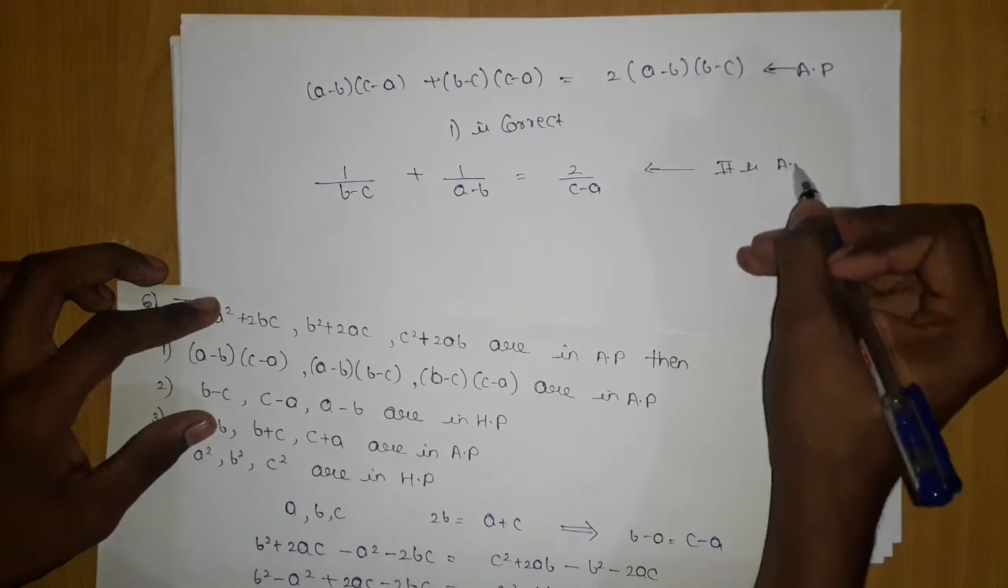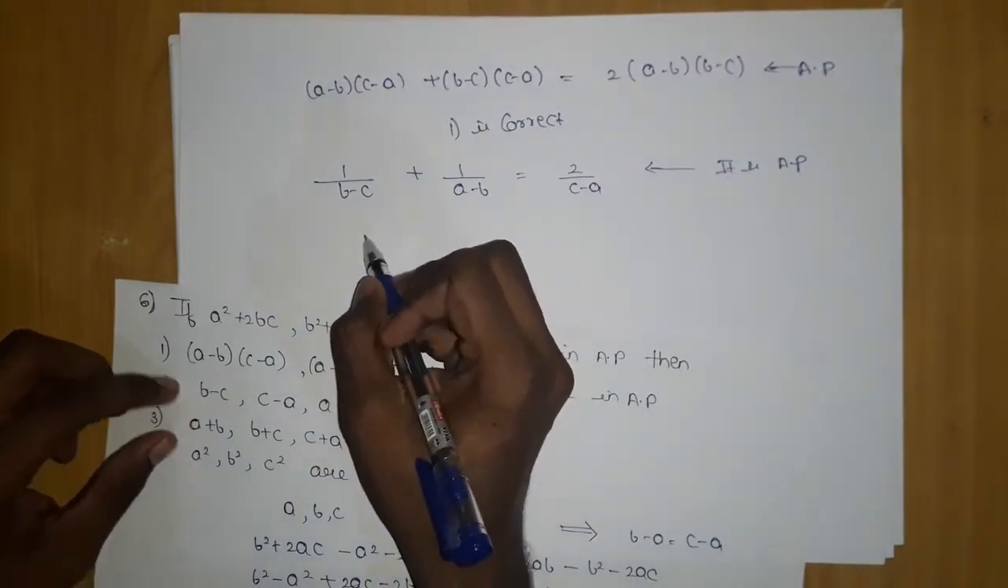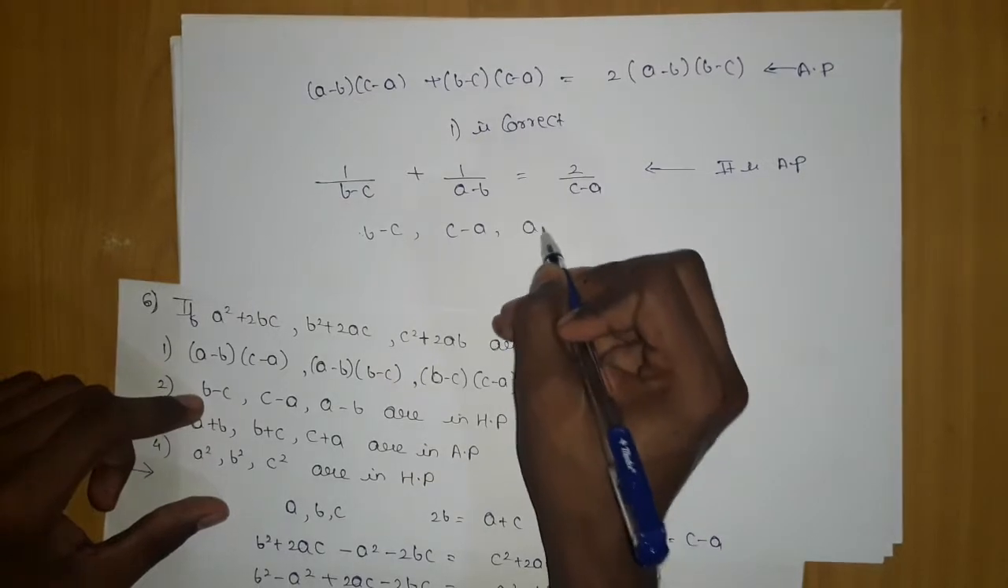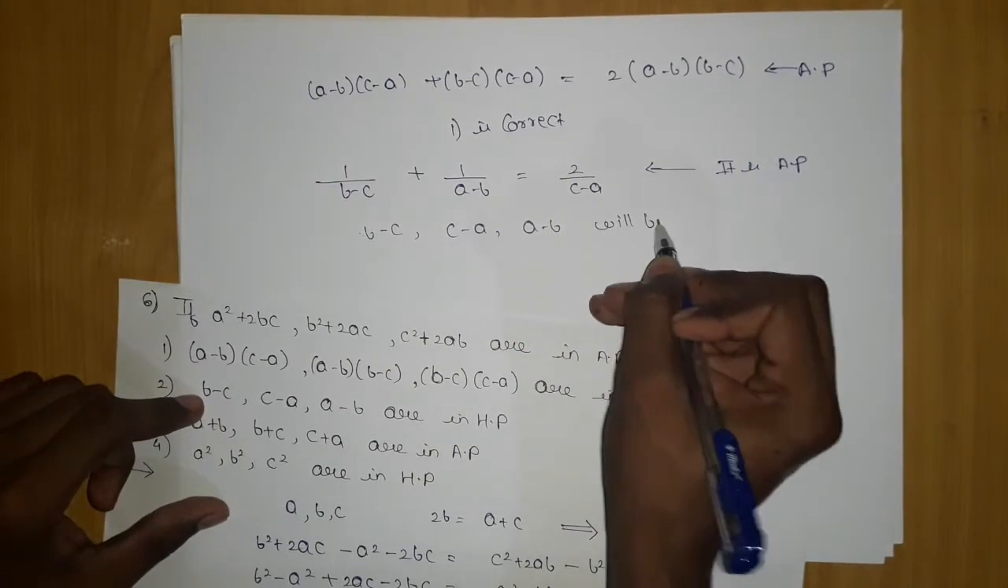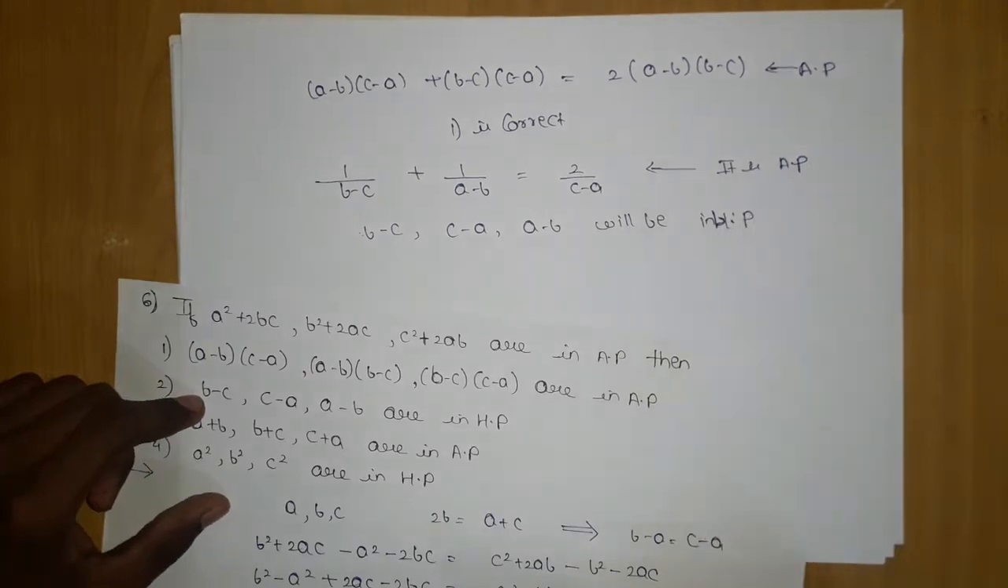It is AP. Now the reverse terms, 1 upon b minus c, 1 upon c minus a, and 1 upon a minus b are in AP. So the reverse means what? B minus c, c minus a, and a minus b will be in HP. In HP. This much is very easy.